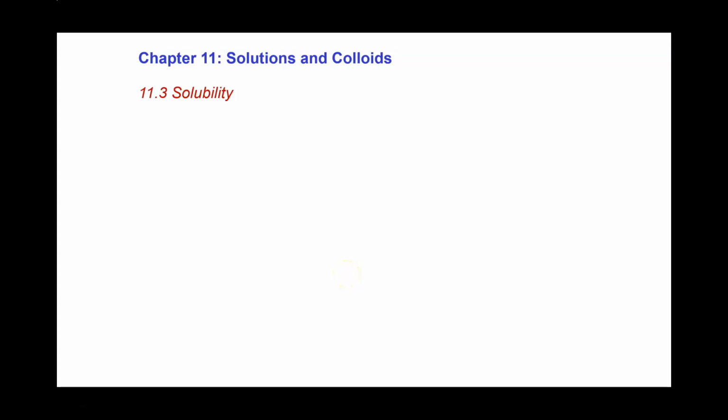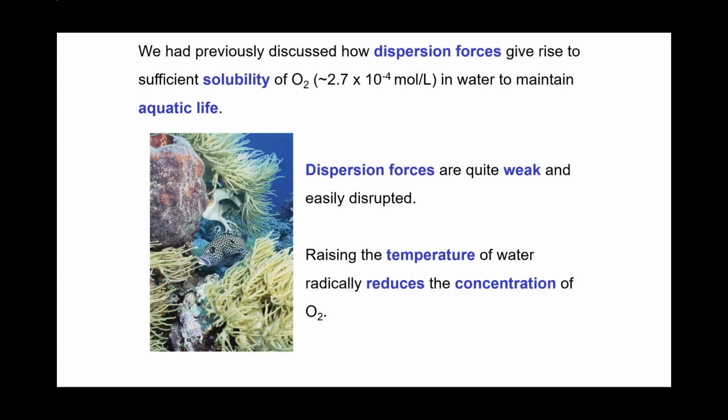Section 11.3 is concerned with the factors that affect the solubility of gases and liquids in other liquids. We'd previously talked about how a nonpolar molecule such as oxygen, which is a gas at room temperature, can become dissolved in a liquid such as water. And this is possible due to the dispersion forces that can exist between oxygen molecules and the water molecules.